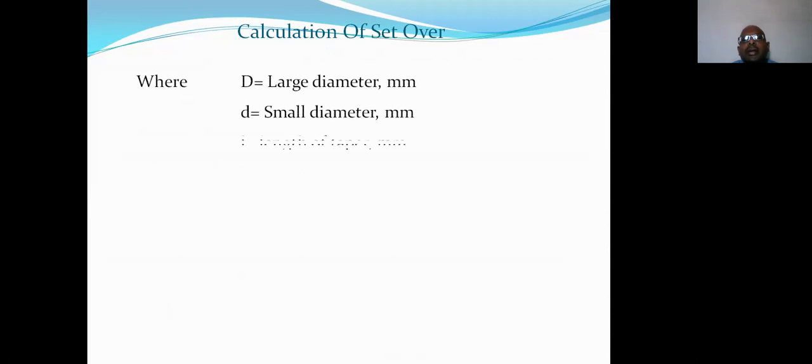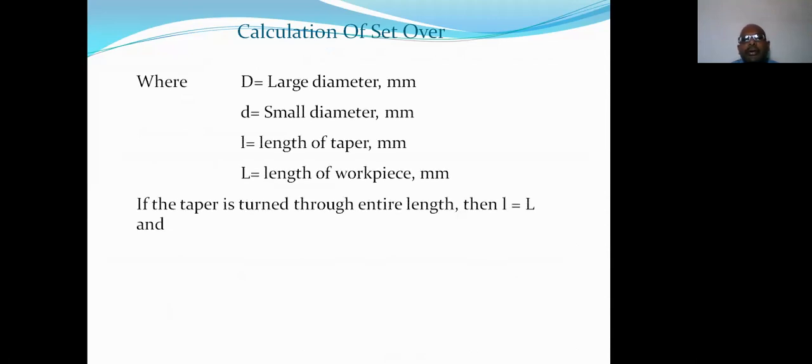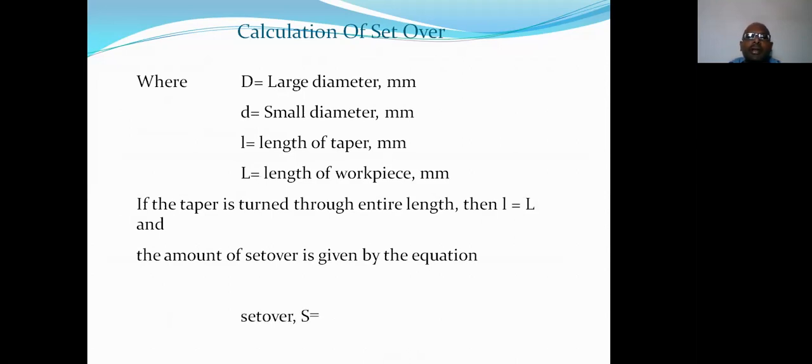Here D is the larger diameter, small d is the smaller diameter, small l is the length of taper, and capital L is the length of workpiece. If the taper is turned through the entire length, then small l equals capital L. This is the only method which is used to turn or produce a taper on the full length of the job. That particular amount of set over is given by the equation.